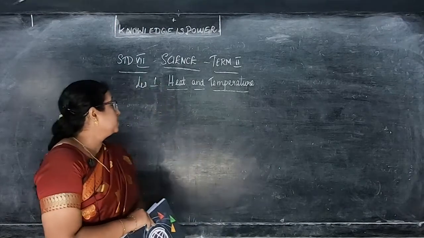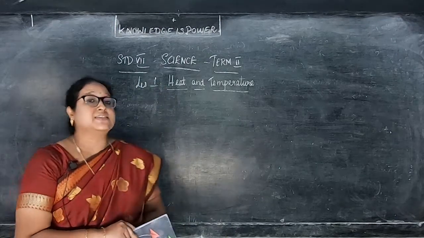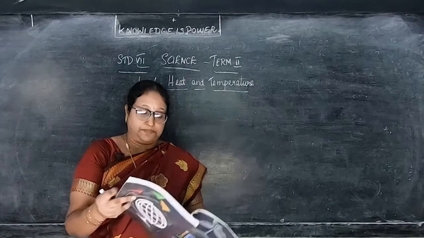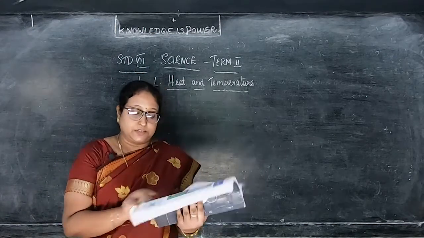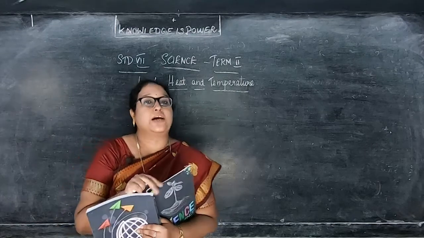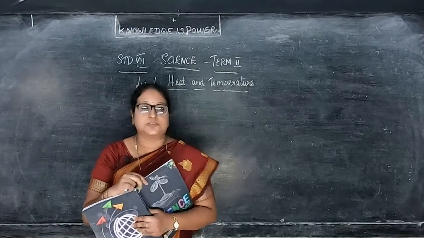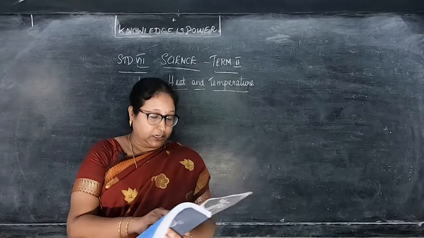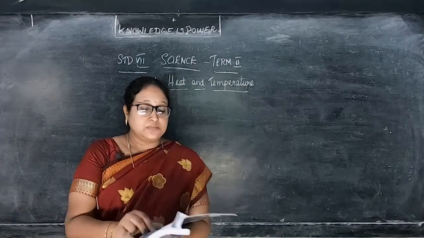In this schedule, I'm going to take class for standard 7 science, lesson 1: heat and temperature. So those who have the book, you can take page number 2, children, and those who don't have the book, you can buy the book. The books are available in the school, children. Those who have the book, take it now. Now first we'll see the introduction.